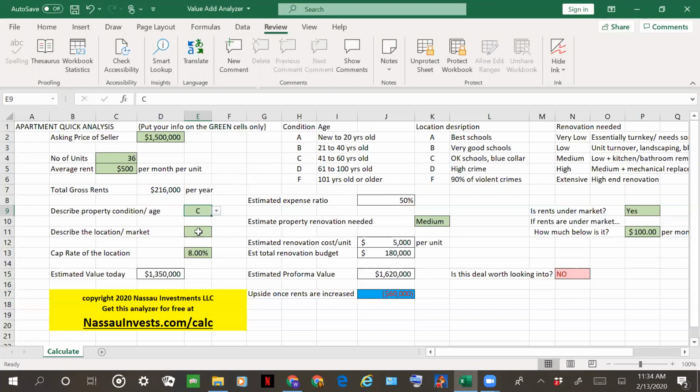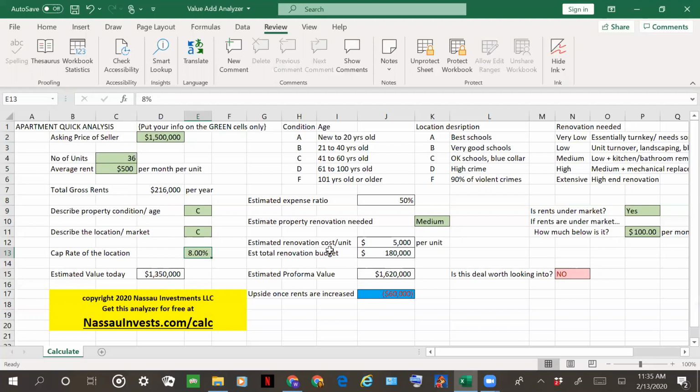The location or market is optional. This is a very quick description of what those different markets are, and how you classify them. But the more important information is the cap rate of the area where the building is, because based on that, that determines the value today. So for example, for this particular deal, if it's in a C area and it's a C building, then most likely the value today, based on $500 per month per unit, is 1.35 million.